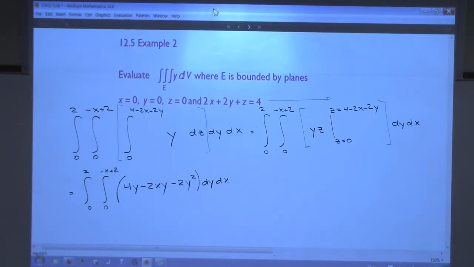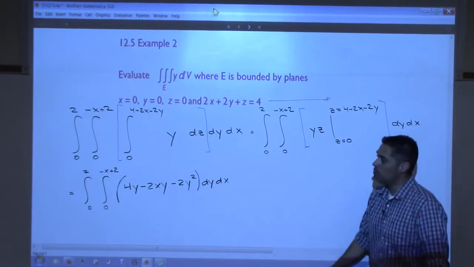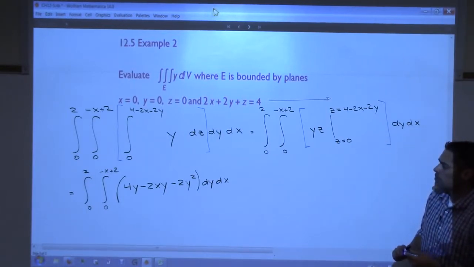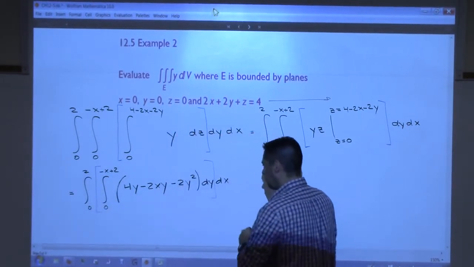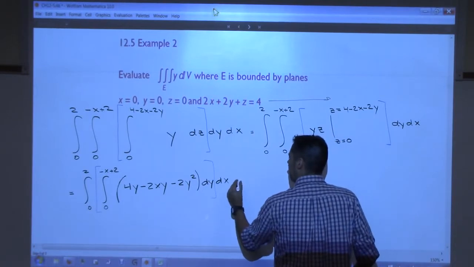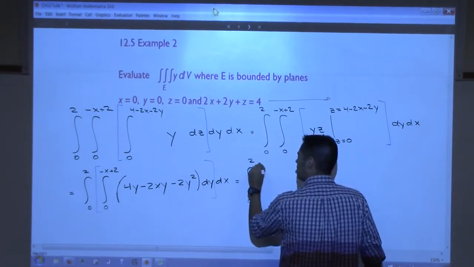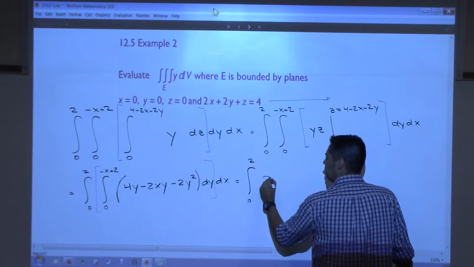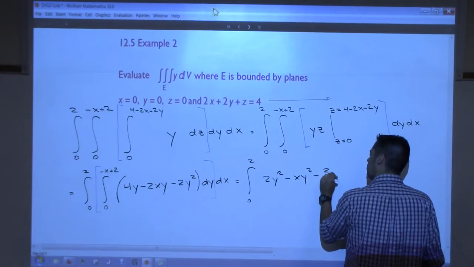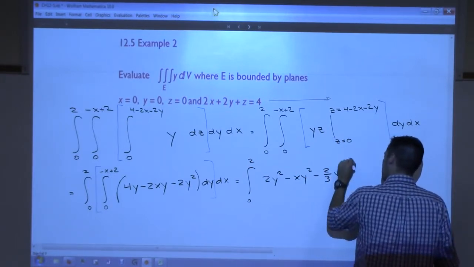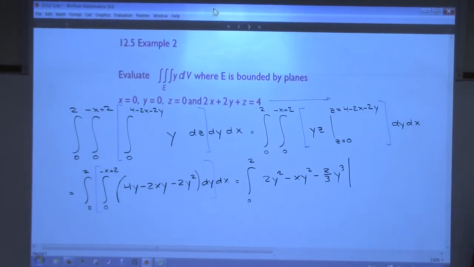What would be the next step? Yes, dy. So I would need to integrate this, right? I'm going to do this one right here. If I take the antiderivative of that with respect to y, I get 2y squared minus xy squared minus 2/3 y cubed. Everyone agree? Anyone disagree? We're good?